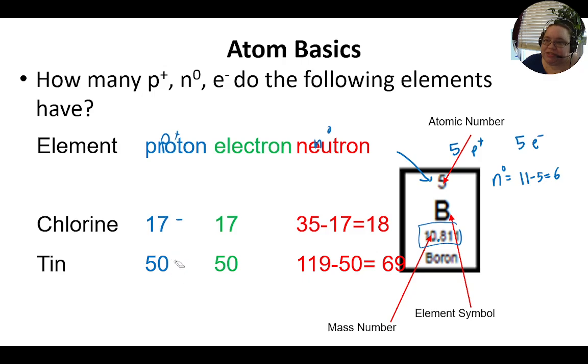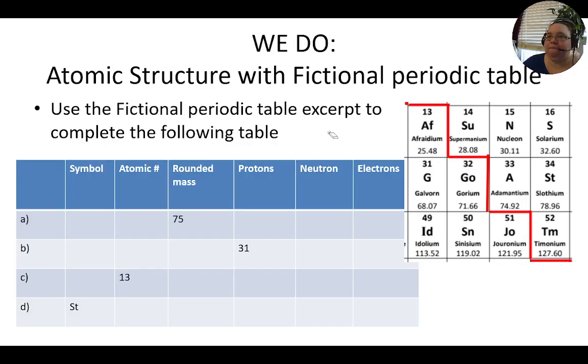It doesn't matter whether it's the real elements or the fictional elements, they all work exactly the same. The atomic mass is my protons plus my neutrons. Atomic number is my protons, always and forever. So pause the video here and take a moment to try to do these fictional elements, see if you can determine and fill in the charts for them.